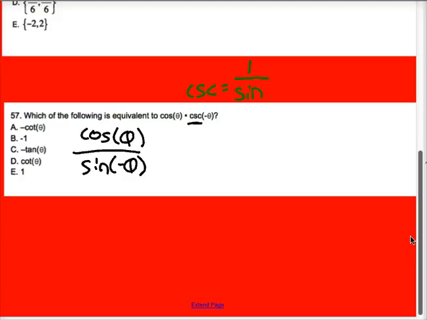Now, the next thing we have to do is compare like angles. Right now we have opposite angles. We have theta and negative theta. So I need to figure out what sine does if you take its opposite angle. This could take quite a bit of work, but since we have our calculators, let's investigate with our calculators. Let's just experiment.